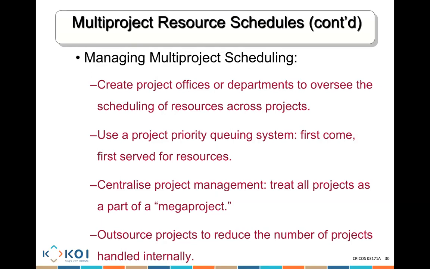When you centralize your project management and have that office, all the projects start being treated as part of one big mega project. If you do not have enough resources, they say, all right, let me outsource some of my project work to reduce the number of projects that I'm currently working on internally. This way, I will free up resources to work on my projects, and anything extra, we do the right outsourcing.